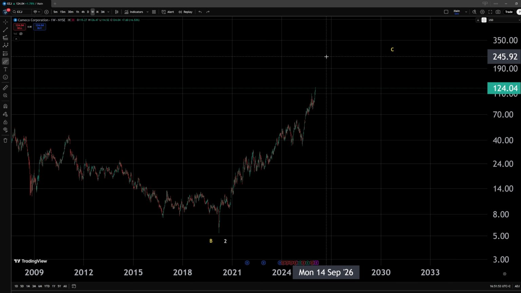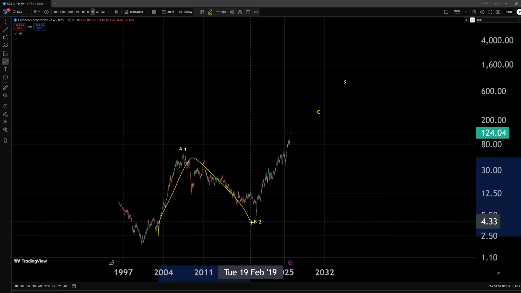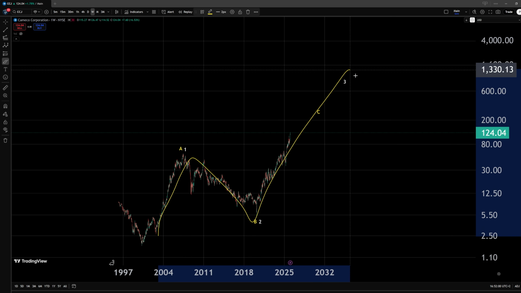Certainly not within the idea of an impulse, not within the idea of a larger 5-wave move forming internally within a larger wave 3. Because within this structure, the movement, the pattern to the upside must be an impulse. Now, of course, we can still track this scenario.